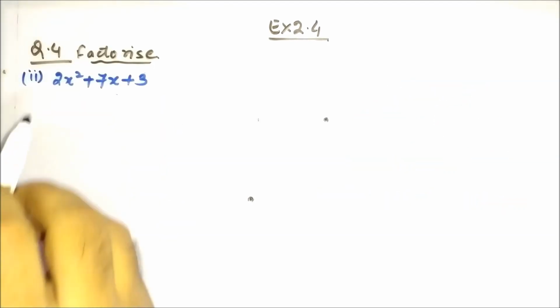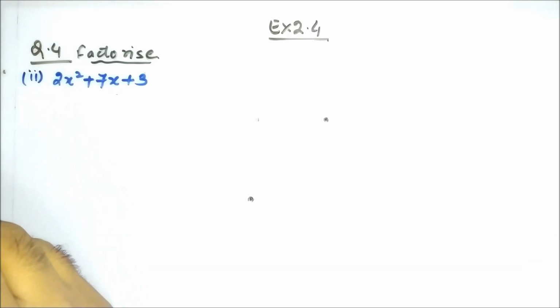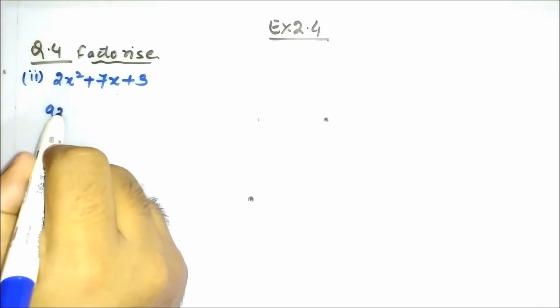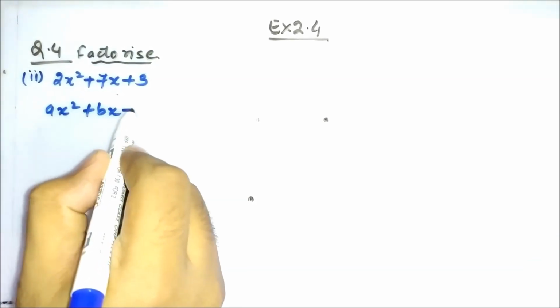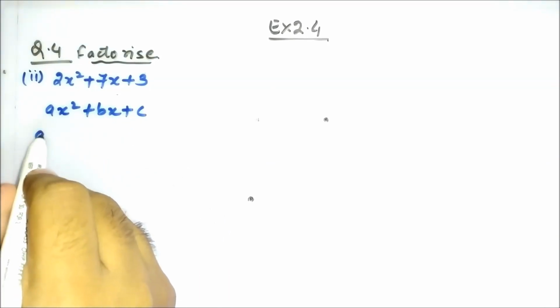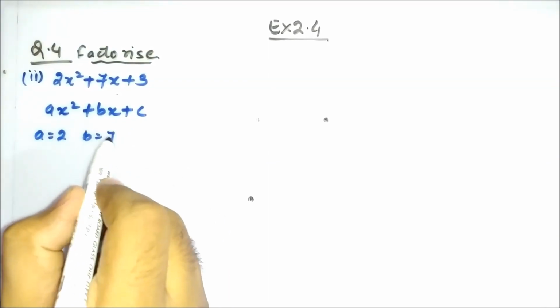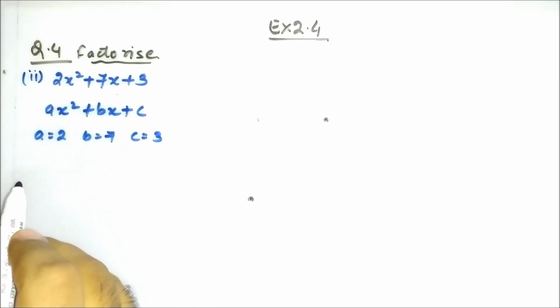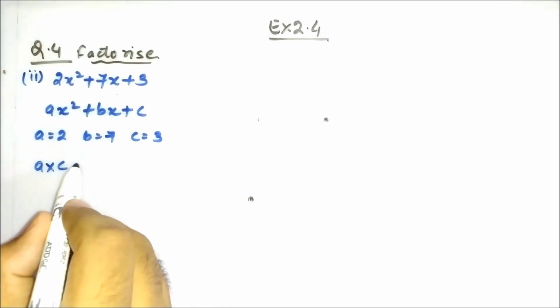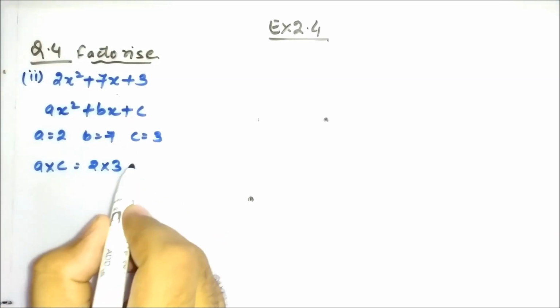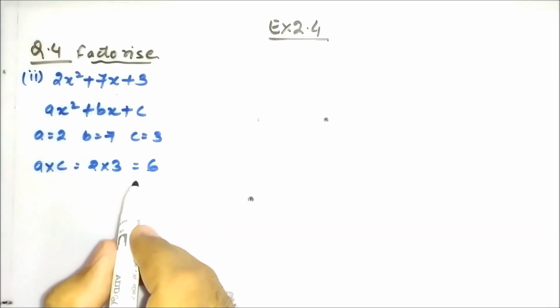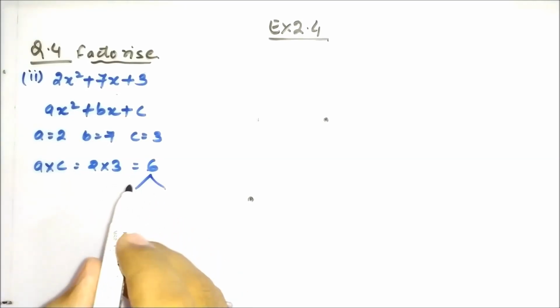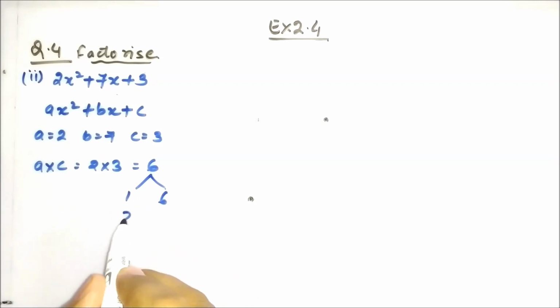Now the second part is 2x square plus 7x plus 3. Again we will compare with ax square plus bx plus c. We will get the value of a as 2, value of b as 7 and value of c as 3. We will multiply a and c, that will be 2 into 3, that will give us 6. Factors of 6 as a multiple of two numbers, that is 1 into 6, that is 2 into 3. And no other factors are possible.